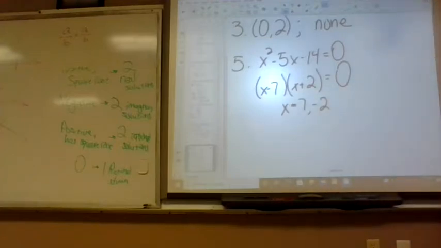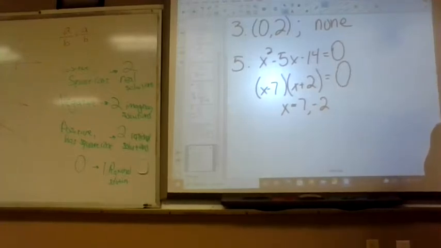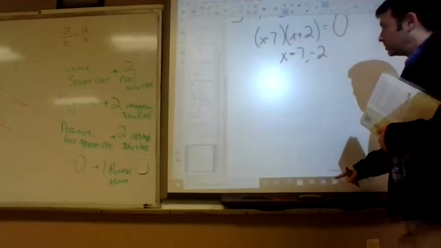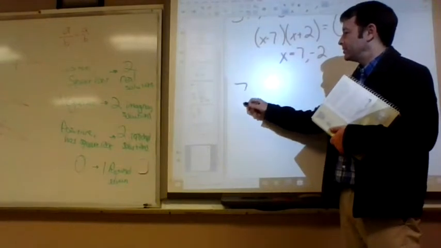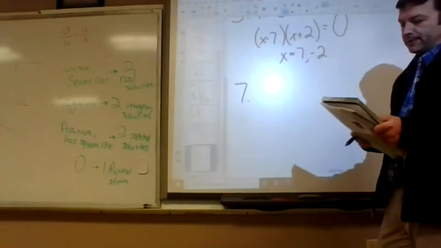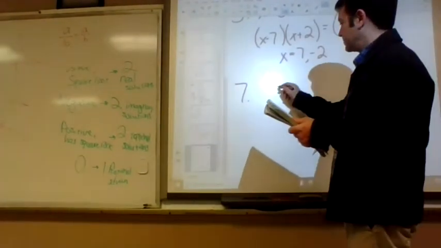So, if you find these, like the X-intercepts and the Y-intercepts, that can help you get a really quick sketch of a graph. If we found the Y-intercept, that can help us. Number 7, negative 3x squared.